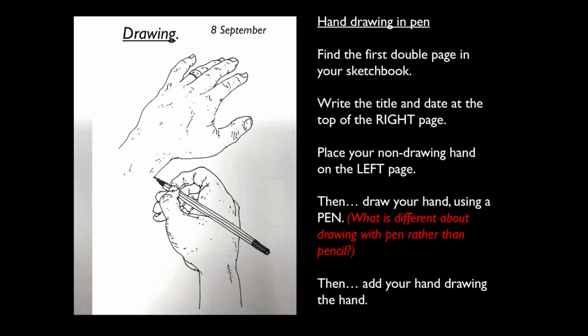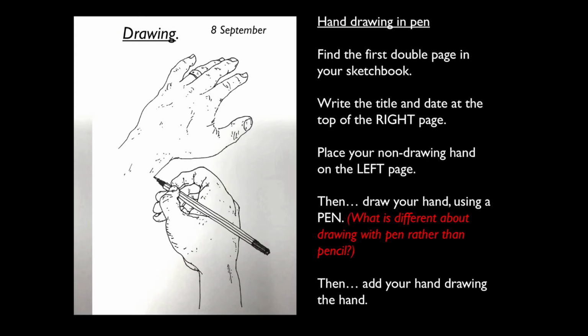It's very obvious when you do this. I want you to be looking at your hand very carefully and drawing what you can see, not drawing round it. You do it in pen. Why do you do it in pen? What's different about drawing with pen rather than pencil? Well, the most obvious thing is that you can't rub it out. Obviously you can get erasable pens, but I don't want you using those. So why is that better? Maybe not better, but it's different.